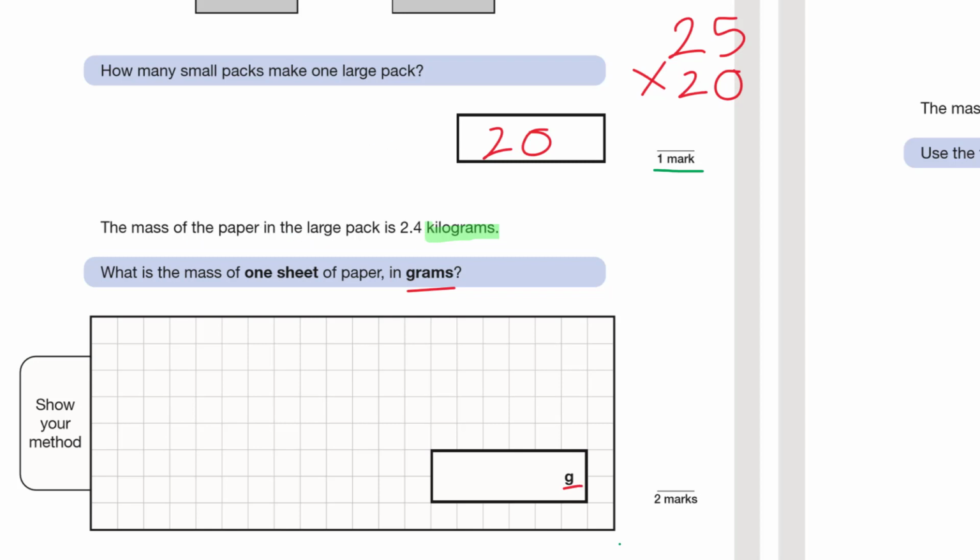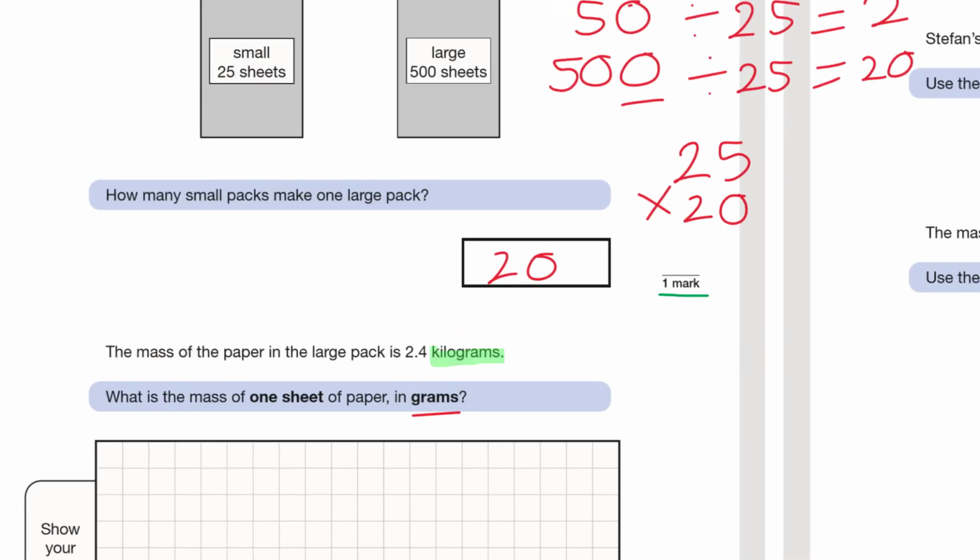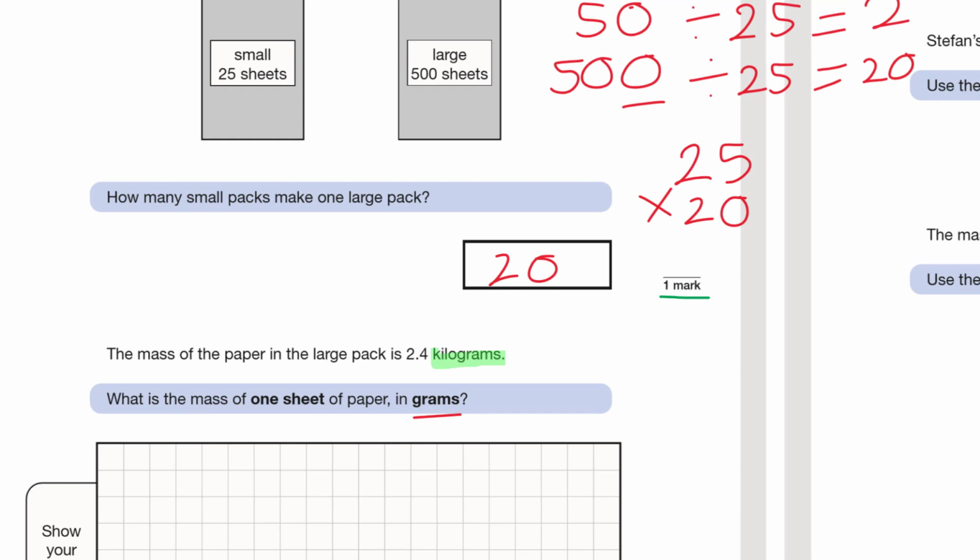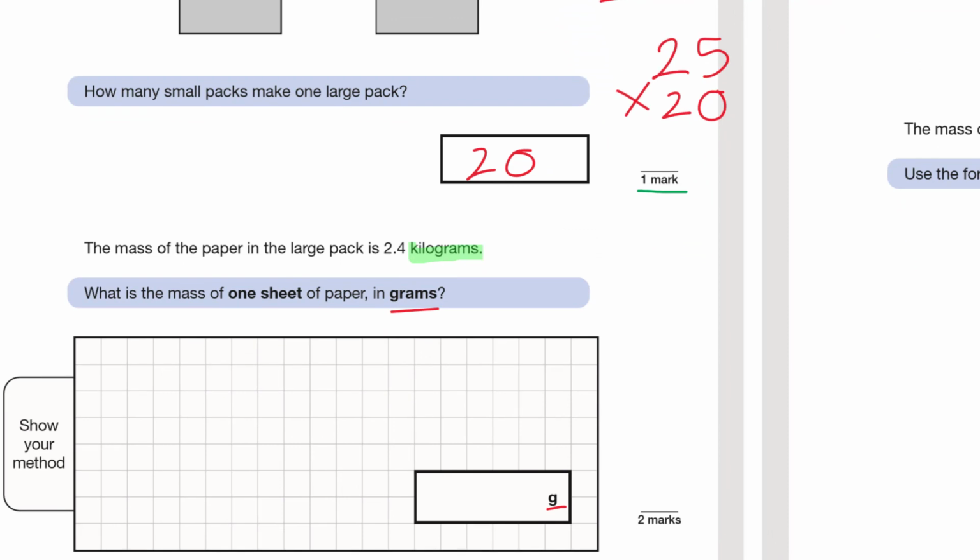The mass of the paper in the large pack is 2.4 kilograms. So the 500 sheets, because it's got 500 sheets in the large pack, is 2.4 kilograms. Now what I would do, as the answer is in grams, I would straight away be changing this 2.4 kilograms to grams. Okay, so 2 kilograms is 2,000, so it's 2,400 grams. If you're unsure how to convert kilograms to grams and vice versa, then check out my measurement ebook, and that's got all the stuff on converting units of measurement.